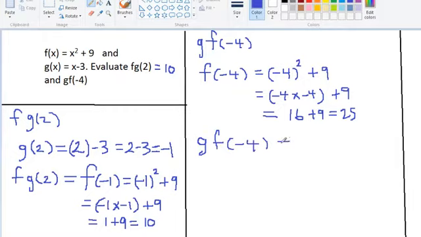We have to recognize that f of negative 4 is the same as 25. So we replace f of negative 4 by 25. So we will now have g of 25.